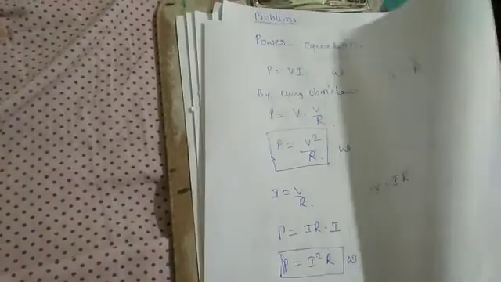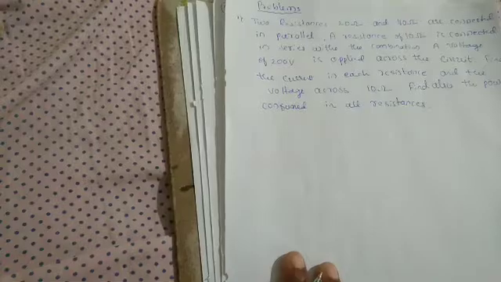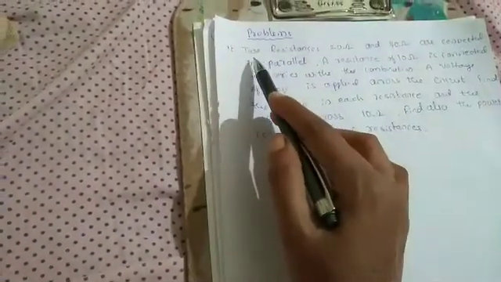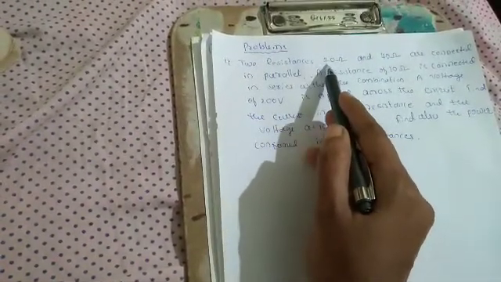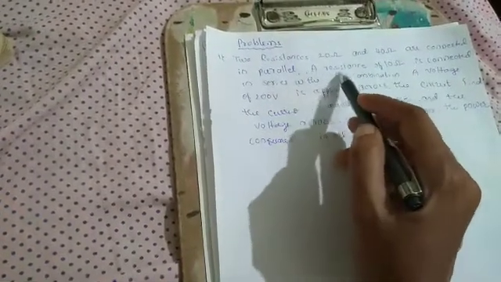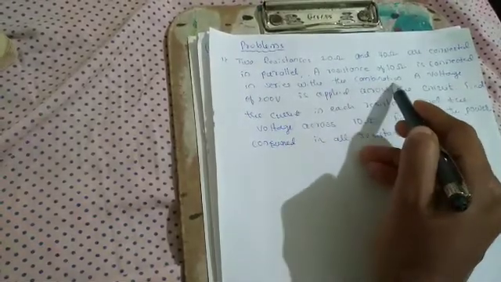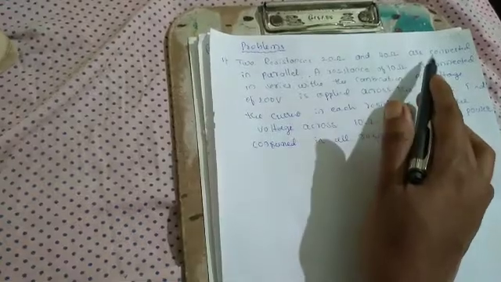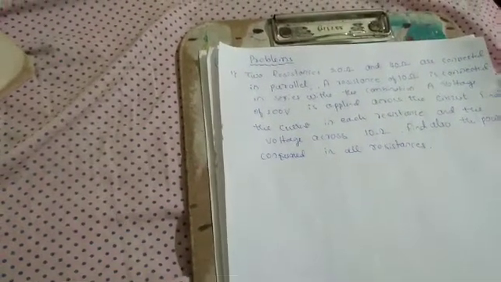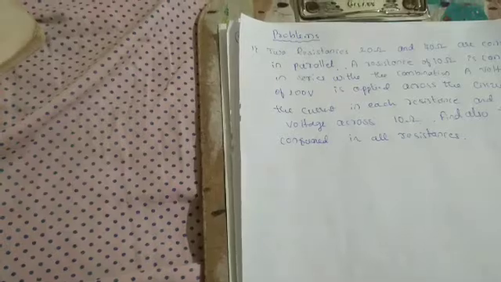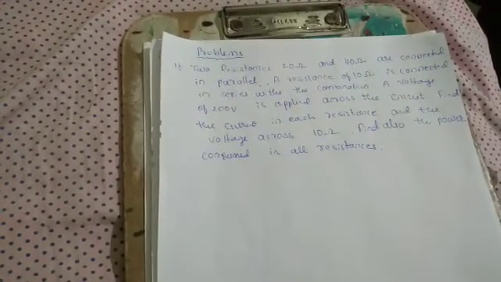The next topic is problems on parallel and series electric circuits. Using the power equations you can solve some problems. The first problem: two resistances, 20 ohm and 40 ohm, are connected in parallel. A resistance of 10 ohm is connected in series with the combination. A voltage of 200 volts is applied across the circuit. Find the current in each resistance, and find also the voltage across the 10 ohm. Find also the power consumed in all resistances.